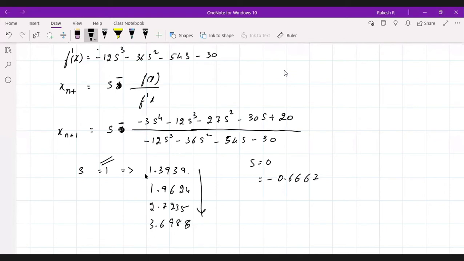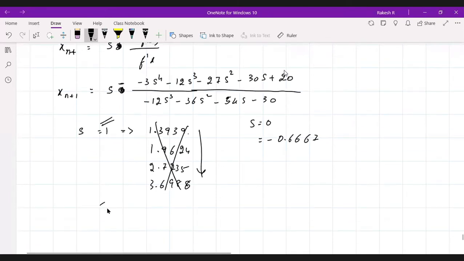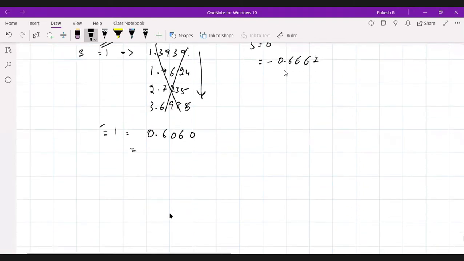Yeah, these answers are wrong. So first I have taken s is equal to 1. So I got this as 0.6060 here. Then again, plugging in the same value, s is equal to 0.6060, we'll be getting 0.4639. Calculate again with 0.4639. We have got 0.44726.